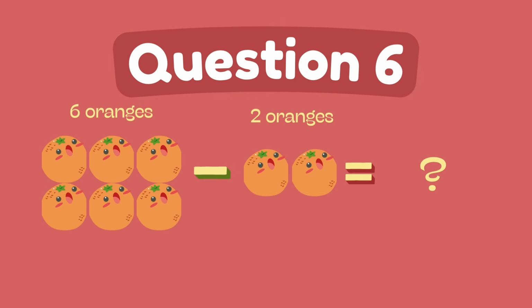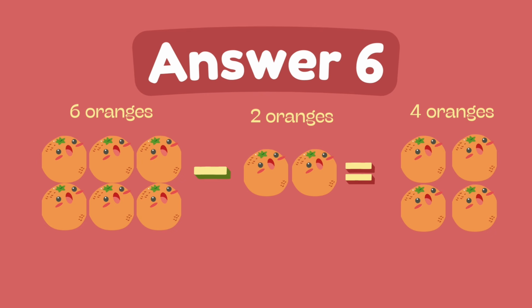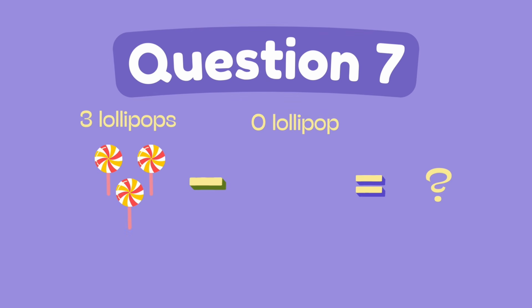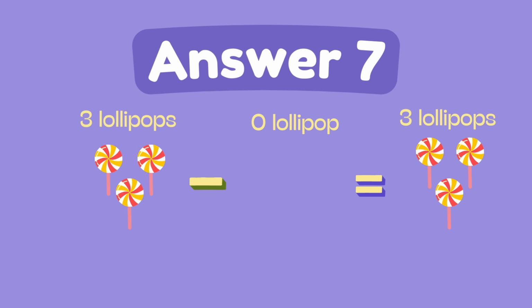What is 6 minus 2? The answer is 4. What is 3 minus 0? The answer is 3.